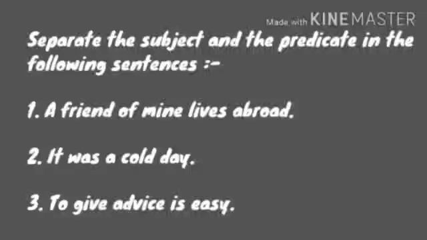Okay, starting with the first sentence. A friend of mine works abroad. Now in this sentence, what is the subject? The subject is a friend of mine. And the predicate is works abroad. Who works abroad? A friend of mine. So we are talking about a friend of mine, which is the subject here. And what are we saying about him? That he works abroad. So works abroad is the predicate.